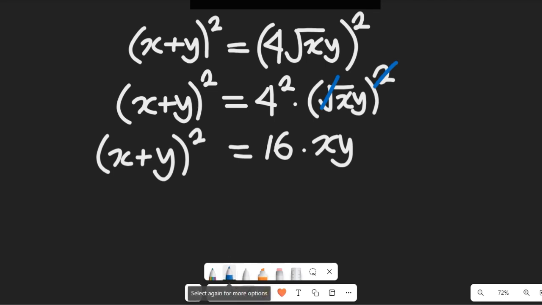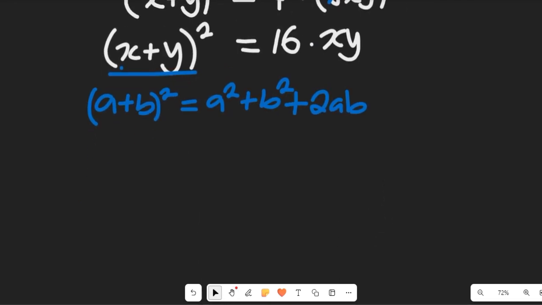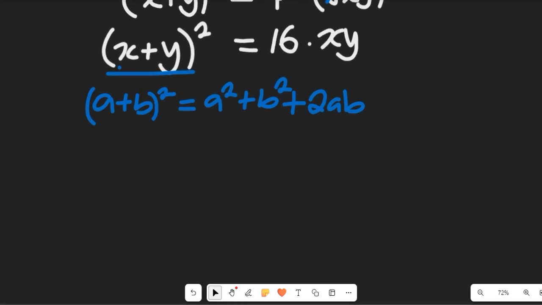Great. Now in the next step, we're going to simplify. Recall one algebraic expression, we're going to use it exactly at this point. If you have a plus b all squared, this is equal to a squared plus b squared plus 2ab. I love using this algebraic expression. It makes solutions to algebraic expressions easy. Now with the mind that our a is equal to x and our b is equal to y.